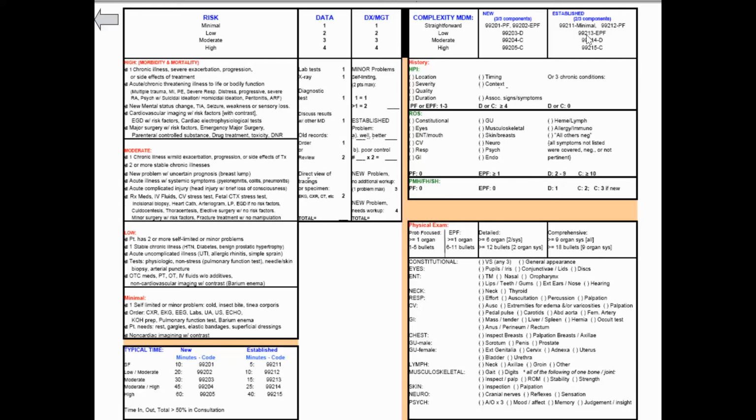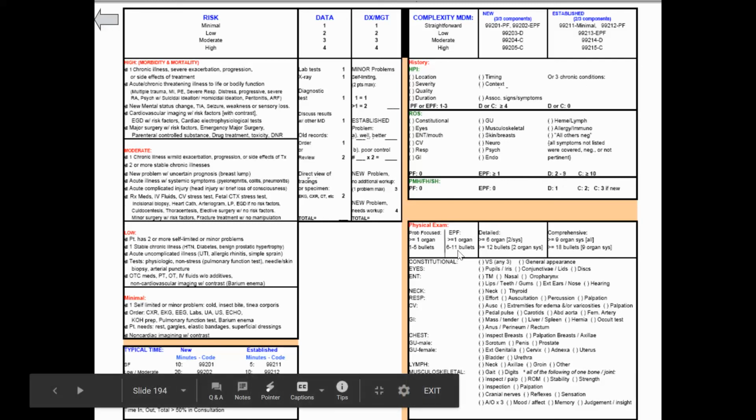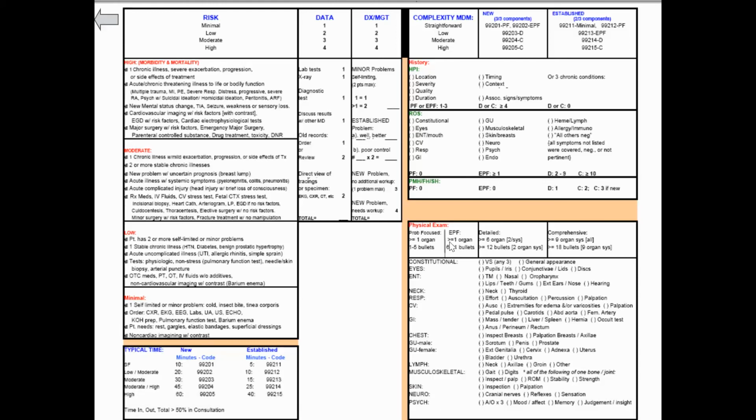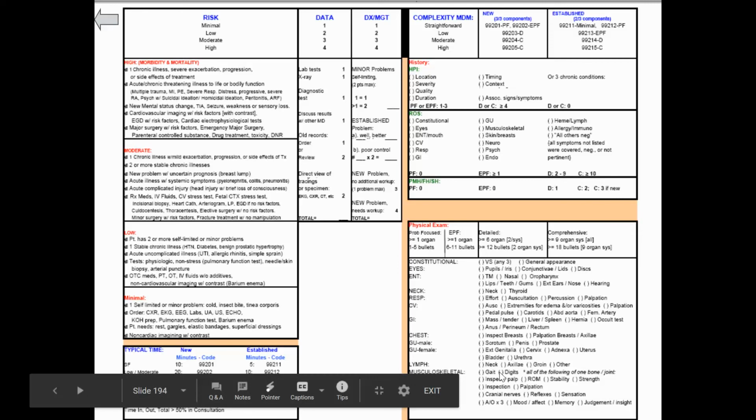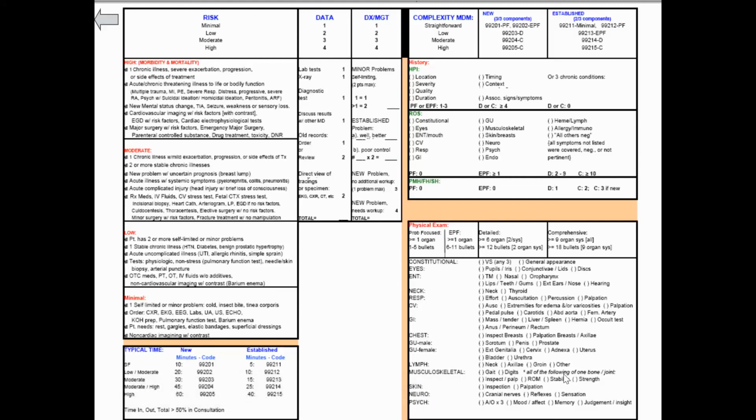For the physical, expanded problem focus, look at this. It only requires greater than or equal to one organ system, 6 to 11 bullets. So in other words, I could just examine the ankle, and I could just let all my bullets come from that. Or one organ system, I could examine the ankle and the knee.